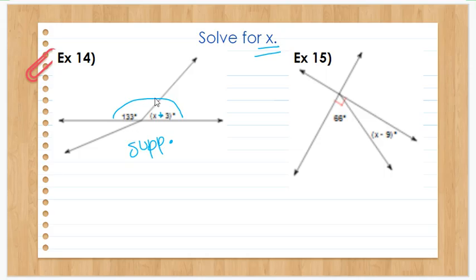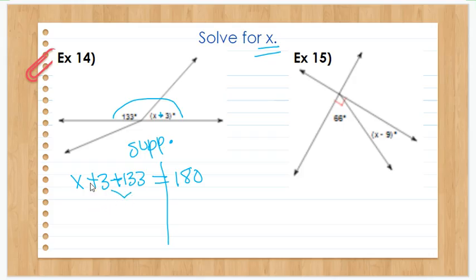So I know that if I take these two angles and add them together, they're going to equal 180. So I'm going to have x plus 3, that's this angle, plus 133, so this angle plus this angle, and together that equals 180. Now we just solve our equation like we did back in our equation unit and when we've solved other equations throughout this school year.